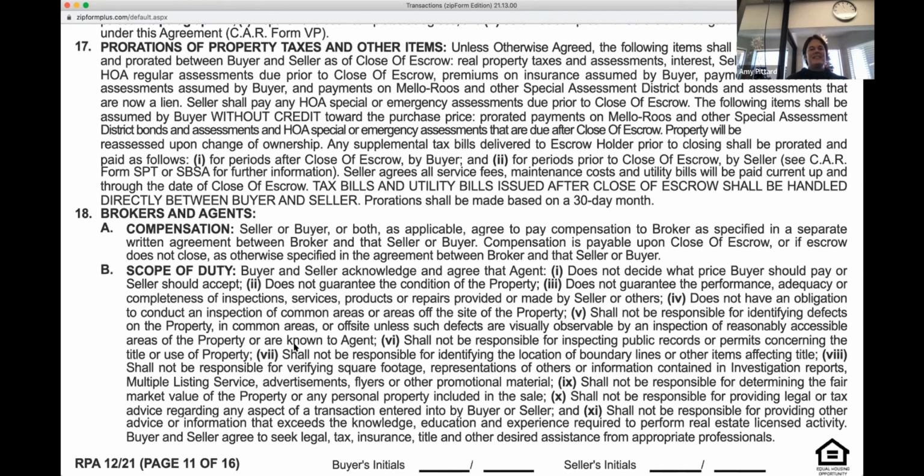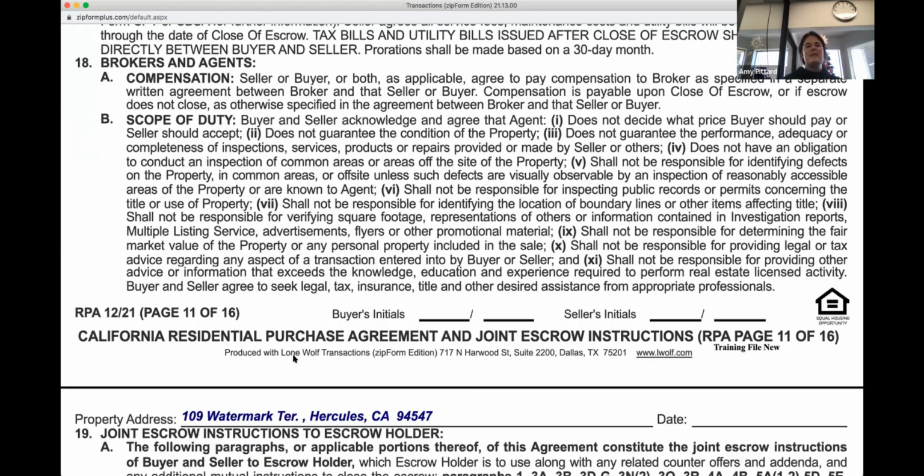Brokers and agents, compensation. Seller or buyer, or both as applicable, agree to pay compensation to broker as specified in a separate written agreement between the broker and that seller or buyer. Compensation is payable upon close of escrow, or if escrow does not close, as otherwise specified in the agreement between the broker and that seller or buyer. Scope of duty.